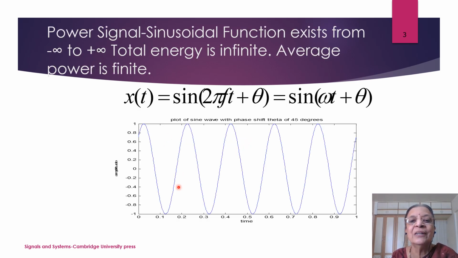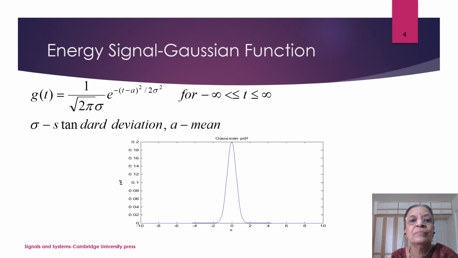So suppose we consider any sinusoid. This sinusoid exists between minus infinity to infinity, so the total energy of the signal is infinite. But how do we calculate the average power? It is the power of one cycle of this signal, and that will be finite. So in this case we term this a power signal.